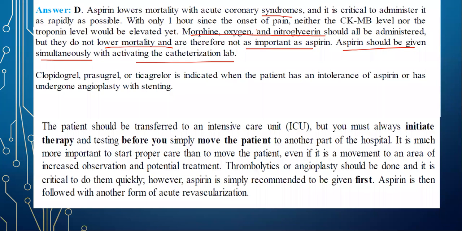Good. So now the next question that comes to mind is, after you have started the patient with aspirin, the patient should be transferred to ICU. But you must always initiate therapy and testing before you simply move the patient to another part of the hospital. Now, aspirin is simply recommended to be given first. Then you can follow it with another form of revascularization, which is basically the coronary angiogram followed by angioplasty.